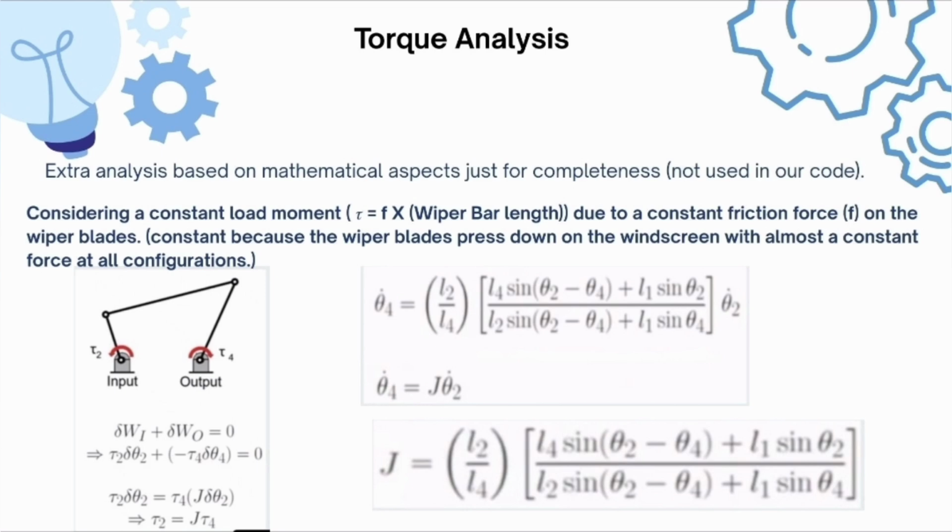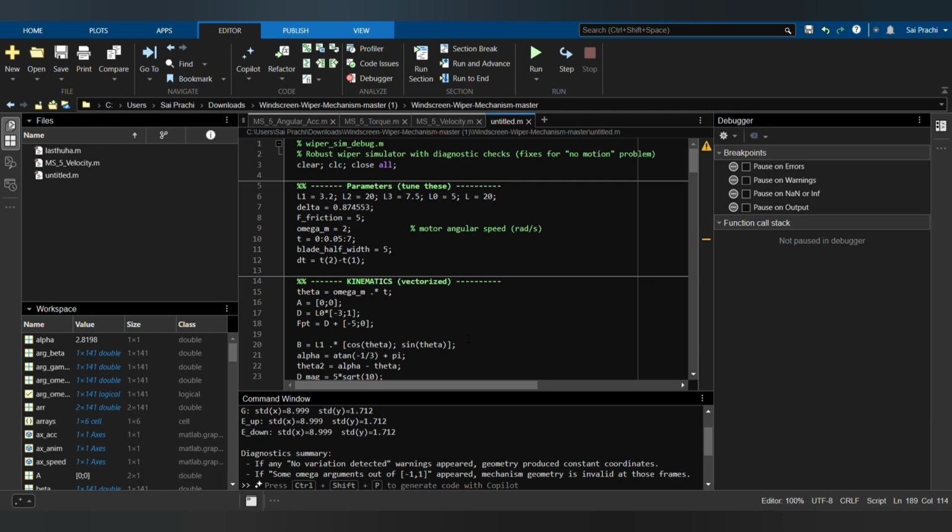The expression for theta 4 and the Jacobian J shown here relate the angular velocities of the input and output links based purely on geometry and instantaneous configuration. This analysis helps us understand how torque varies through the wiping cycle even though the blade load remains the same. We have used MATLAB for this simulation.